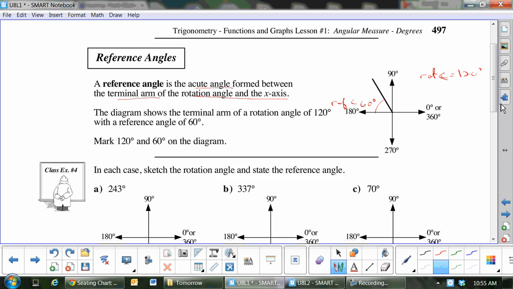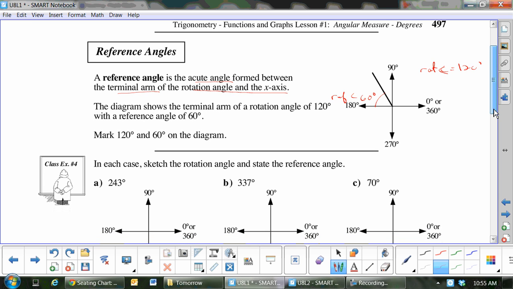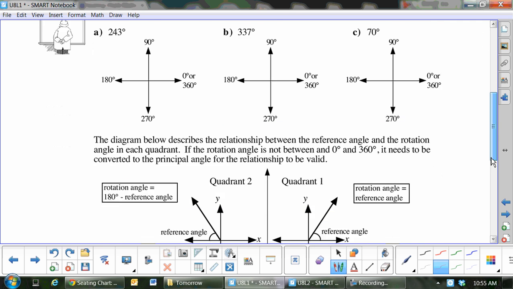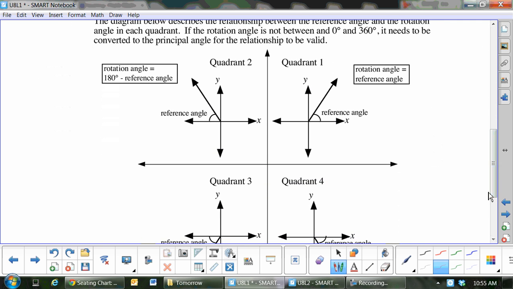Okay, now if you remember from last year, remember we did reference angles last year, rotation angles, all those. If you come down here, remember that my reference angle equals rotation angle. How do I find this rotation angle? Well, this is 180 minus the reference to give me my rotation angle. So 180 minus the reference gives me my rotation. This stuff is the biggest waste of time to memorize. It should make sense when we go through them.